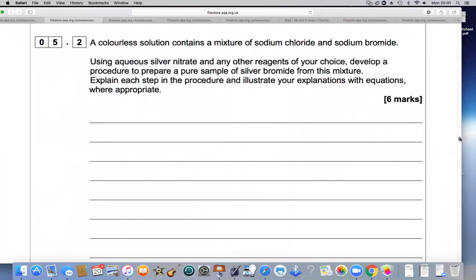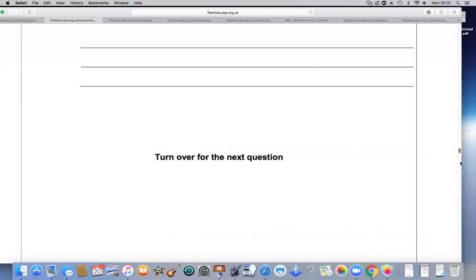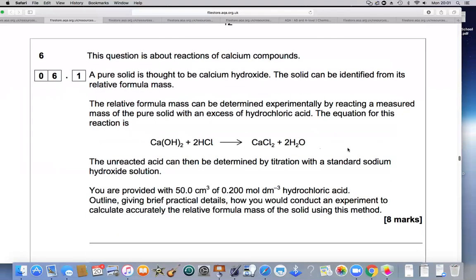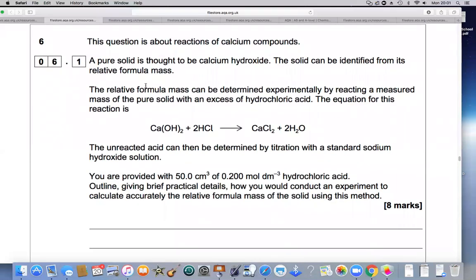So we'll just have a look at 1 or 2 more examples before we wrap things up. Okay, 6.1. This one's worth 8 marks. This is a pretty huge question.